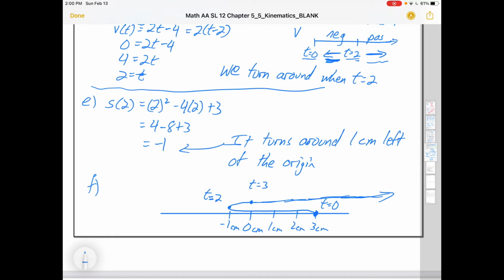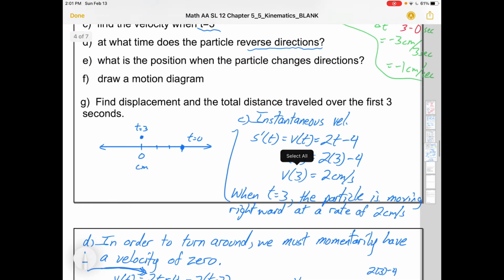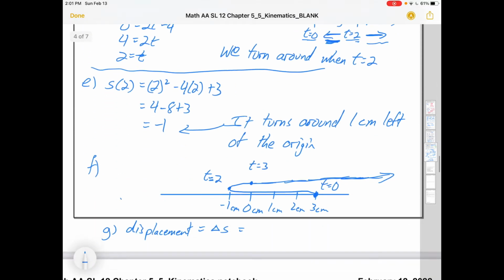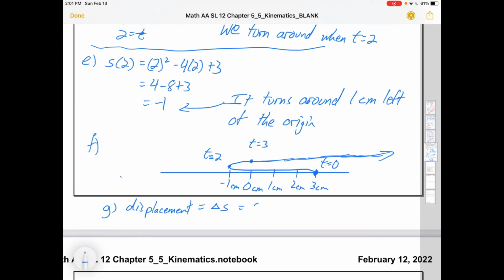The last two questions that this question asks are, what are the net displacement and the total distance traveled? So displacement is just the change in position. Okay. So it says over the first 3 seconds. Let's look at the question. Find the displacement and total distance traveled over the first 3 seconds. So that would just be s at 3 minus s of 0.